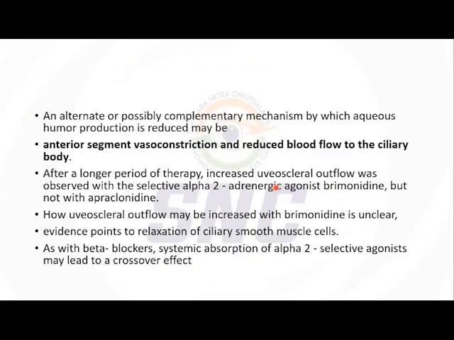An alternate or possibly complementary mechanism by which aqueous humor production is reduced may be anterior segment vasoconstriction and reduced blood flow to the ciliary body. So the production is decreased. After a long period of therapy, increased uveoscleral outflow was observed with the selective alpha 2 adrenergic agonist brimonidine, but not with apraclonidine. How uveoscleral outflow is increased with brimonidine is unclear. Evidence points to relaxation of ciliary smooth muscle cells. As with beta blockers, systemic absorption of this agonist also leads to a crossover effect.